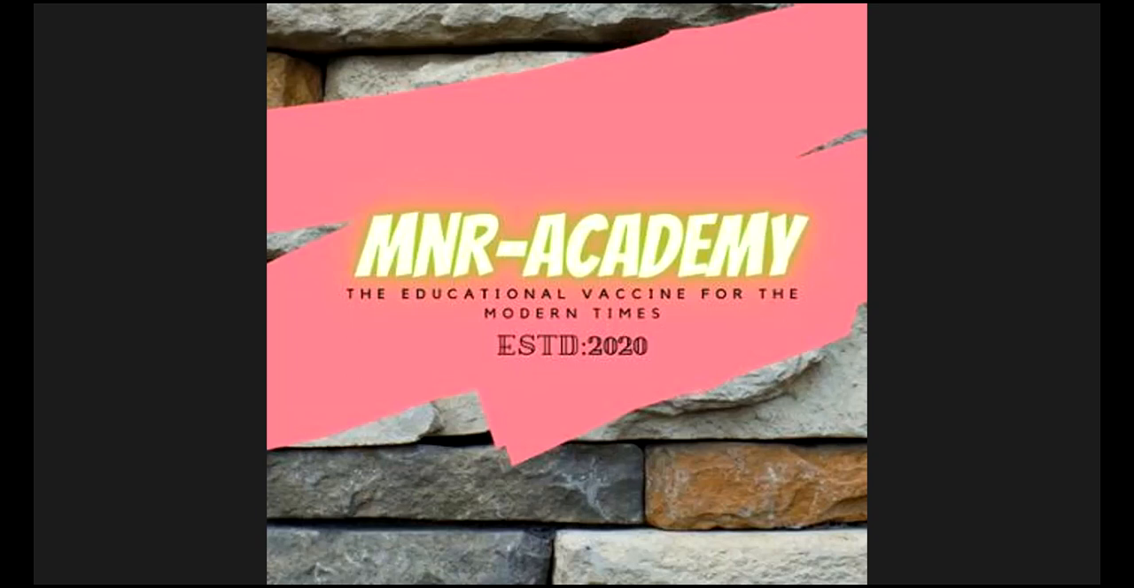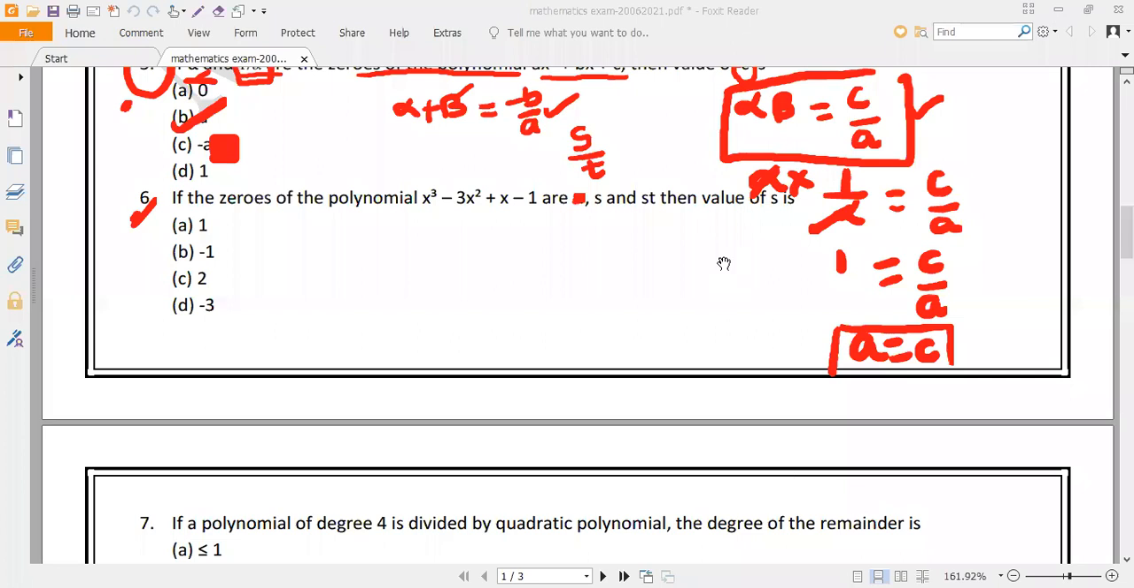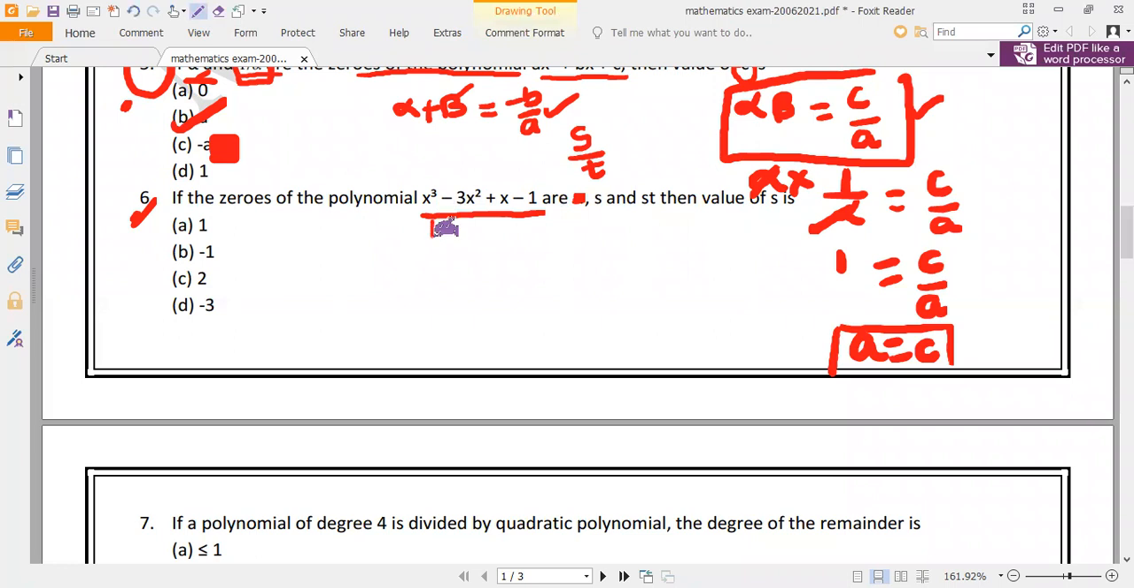Which question? Question number 6. So, what is the degree of the polynomial? 3, so a cubic polynomial. A cubic polynomial has at most 3 zeros. Here 3 zeros are given: alpha equal to s by t, beta equal to s and gamma equal to st.